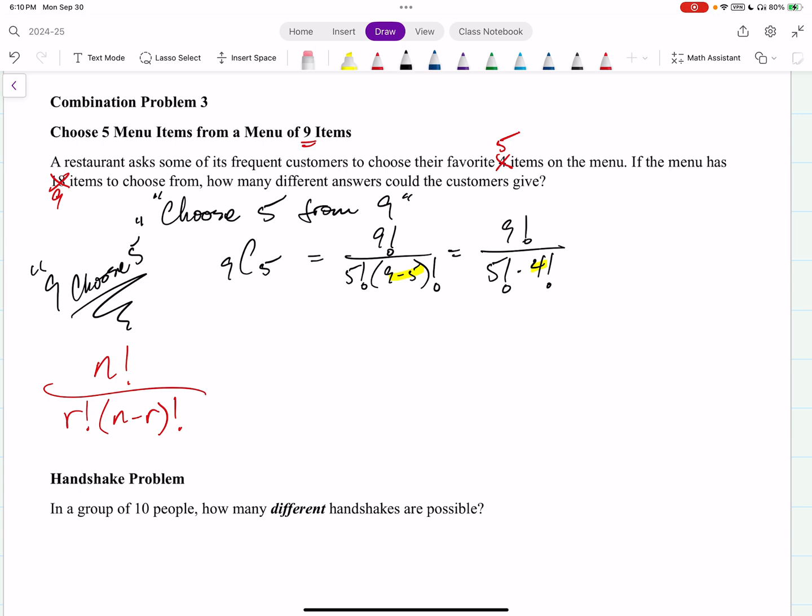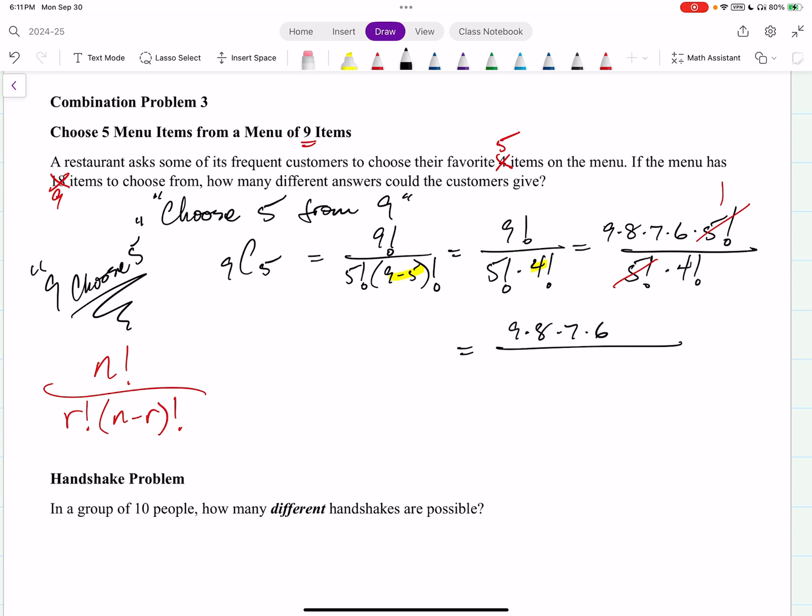Okay, so here what we're going to do is we're going to expand this. So here we go, 9 times 8 times 7 times 6, and I'm going to stop at 5 factorial because I see a 5 factorial down below. Then you cancel out the common factorials. Look at that. Now what do we have? Well, I'm going to look at the numerator. I've got a 9 times 8 times 7 times 6. The 4 factorial is 4 times 3 times 2 times 1. Okay, so I just expanded the 4 factorial right there. So from here to here, okay? Just expand it.